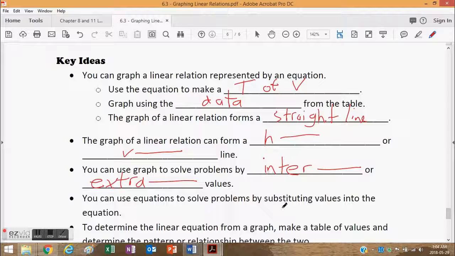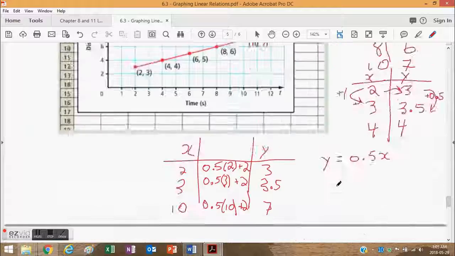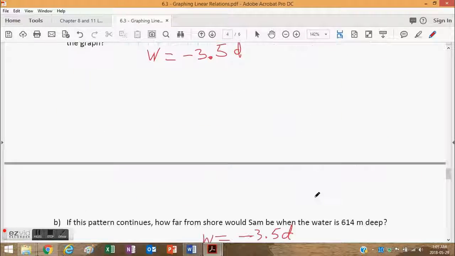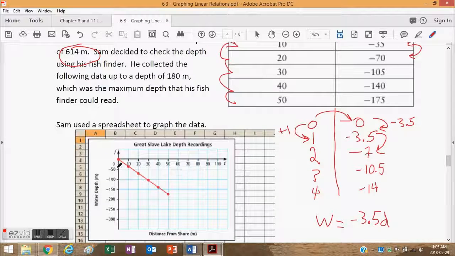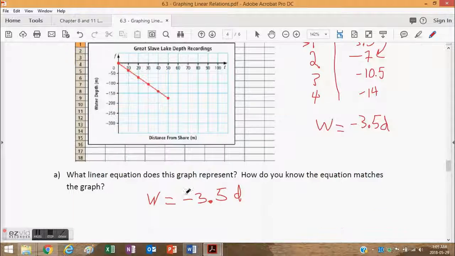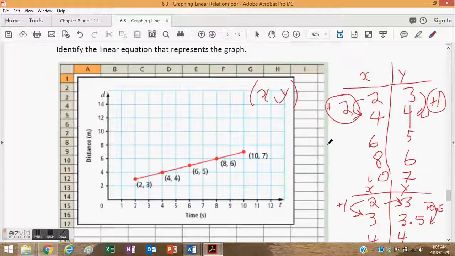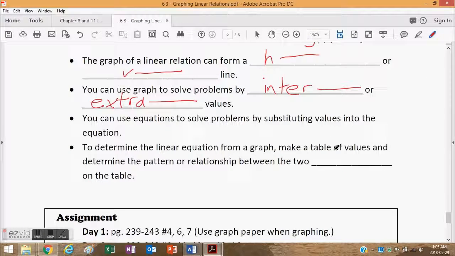You can use equations to solve problems by substituting values into the equation. That's the really powerful part of this tool. Let's go back to this graph here that I skipped. Oh, no, this one up here. Really hard to tell what the numbers are from the graph. But if you've got the equation, w equals negative 3.5d that we built, we're good. We can do whatever we want and get accurate data.